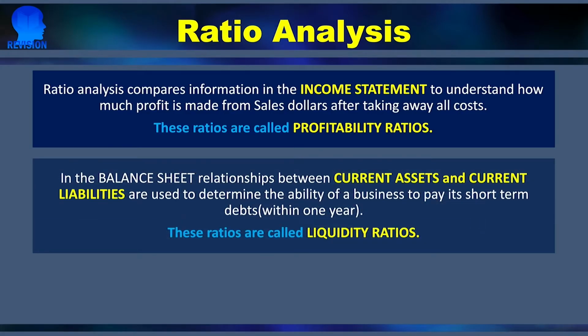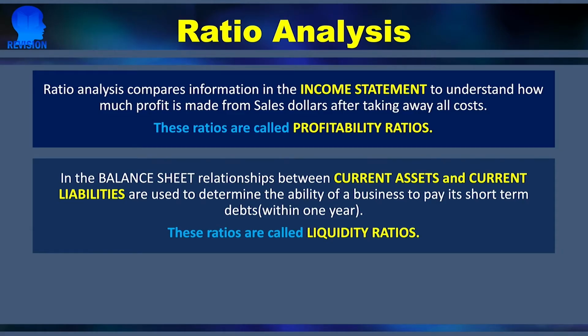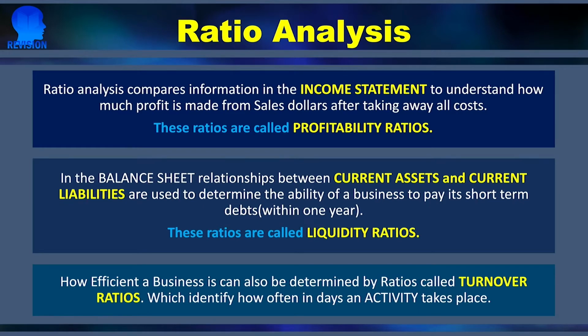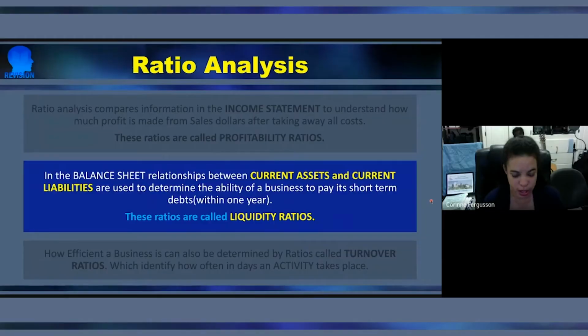So today's lesson we're going to do the liquidity ratios. In the balance sheet, relationships between current assets and current liabilities are used to determine the ability of a business to pay its short-term debts. These ratios are called liquidity ratios. So these are the ratios that we are going to do today. And then our next lesson would be, of course, the turnover ratios. But as I said, today we are focusing on the second set of ratios, which would be our liquidity ratios.